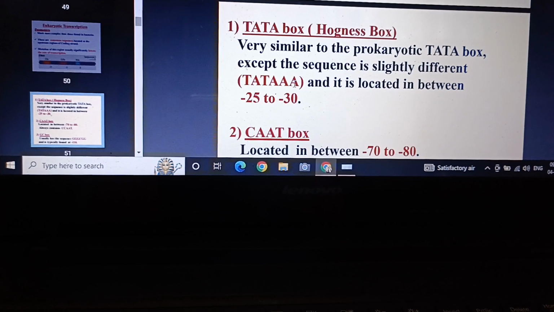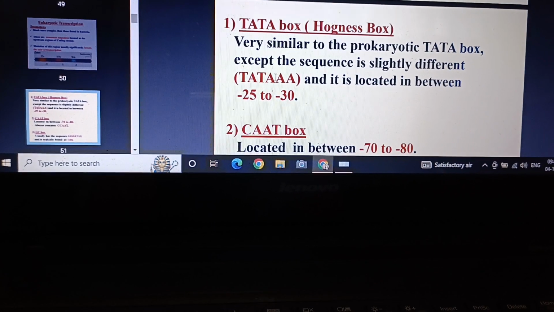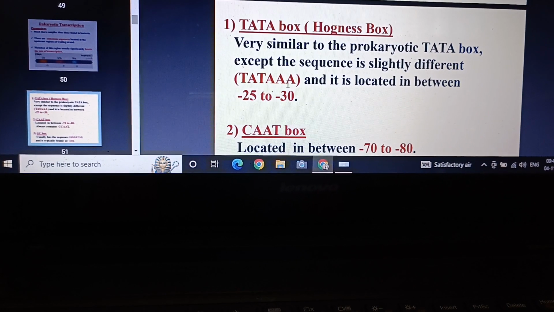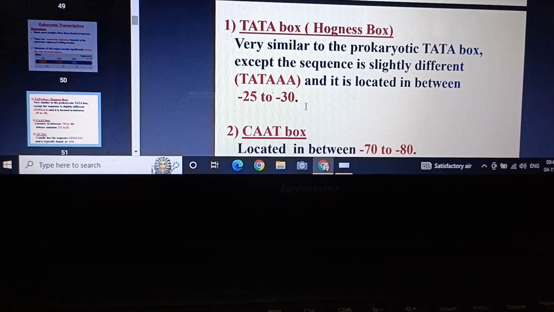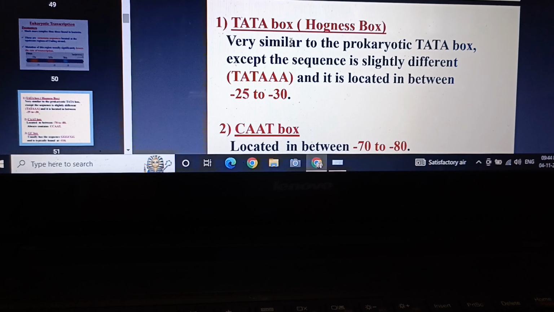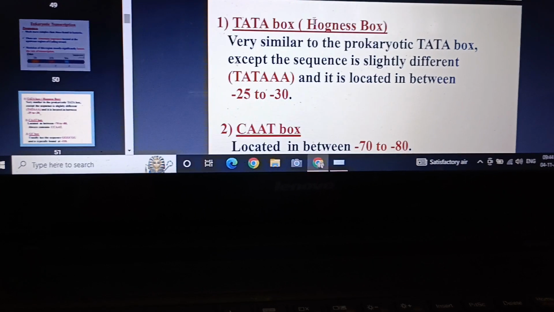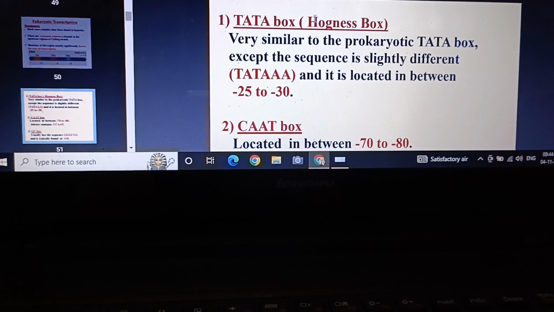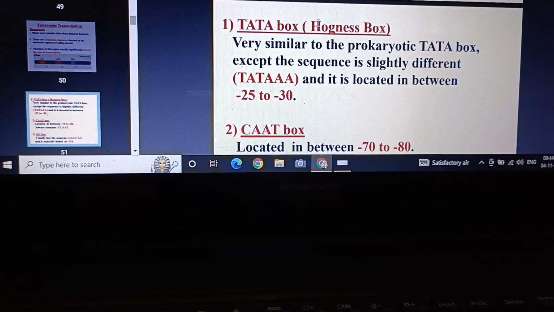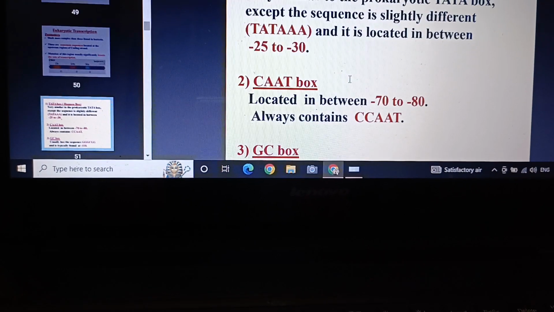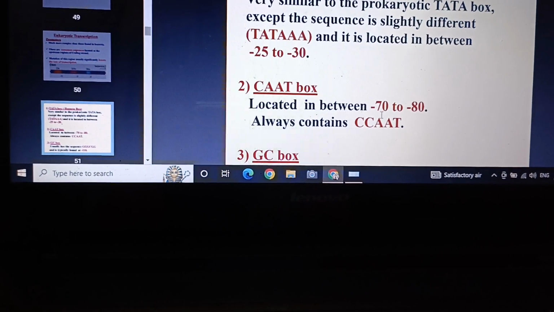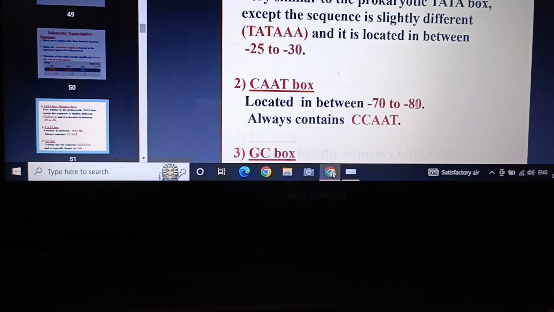But here in eukaryotes, it is TATA. It's TATAAA, located between minus 25 to minus 35 upstream, which is also called the Hogness box. And in the case of prokaryotes, it is the Pribnow box.